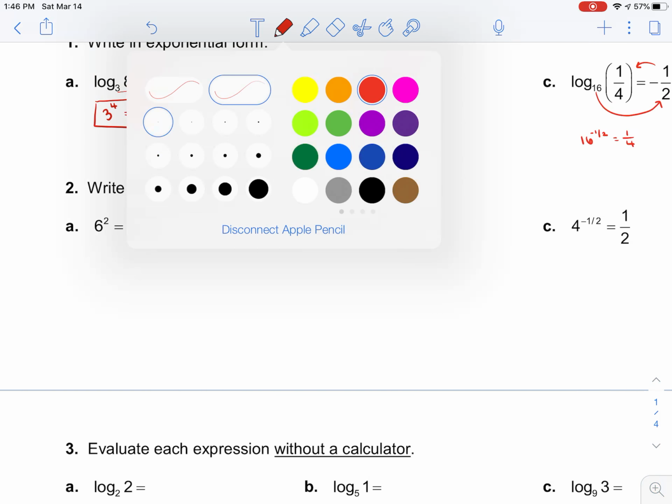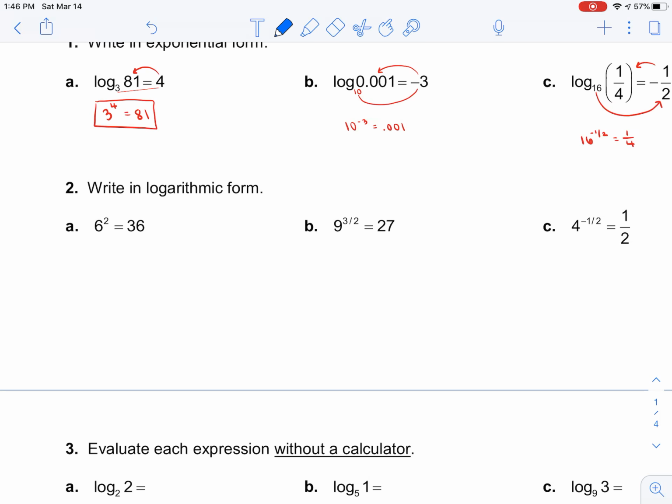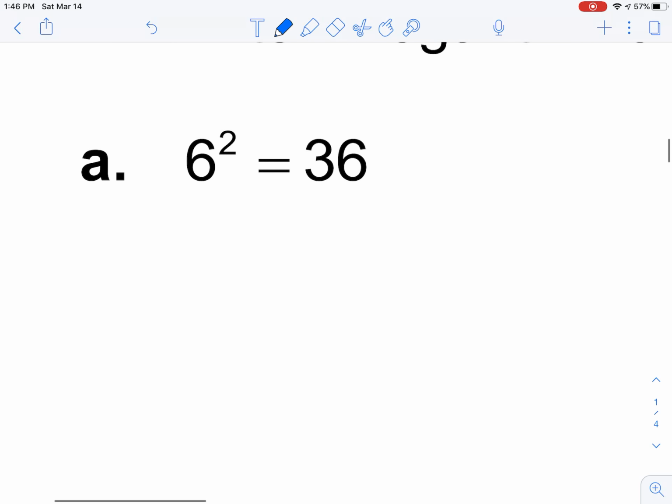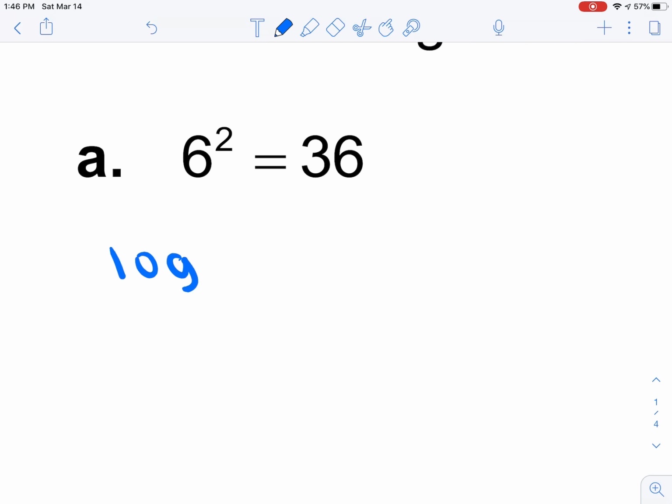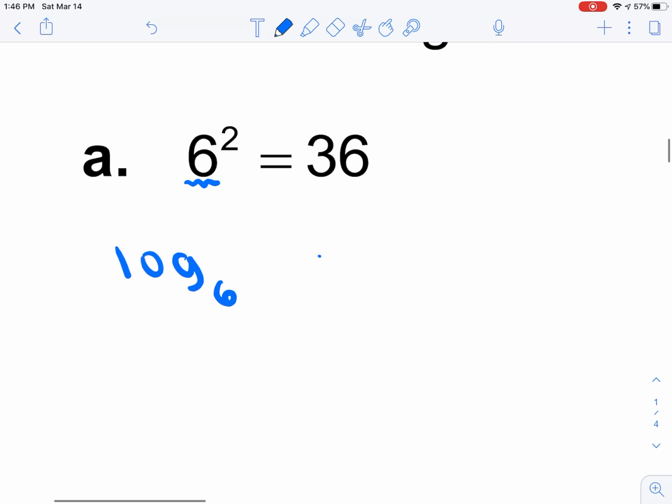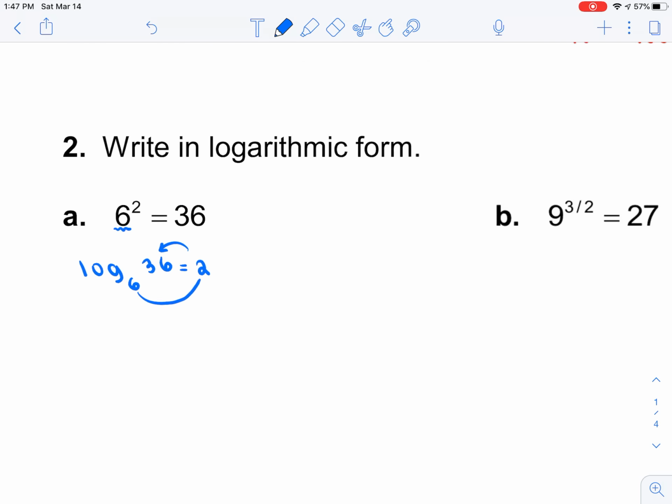Now, in the next set of problems, it says write in log form. Well, to start, let's put log. The base of the exponential function becomes the base of the log. Now remember, the exponent goes on the other side of the equals, and then that 36 is going to go right here. You should be able to do the circle of life and get what you started with, and that's exactly what we see here.